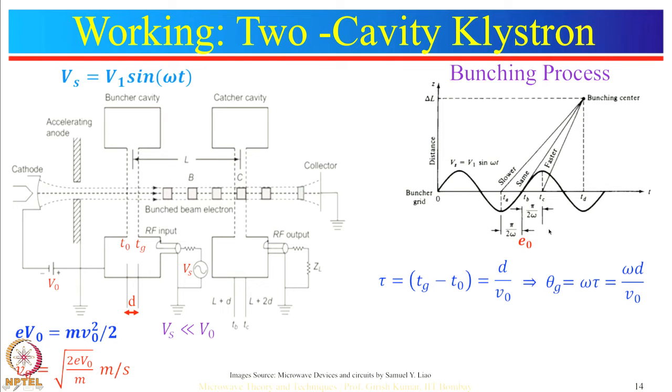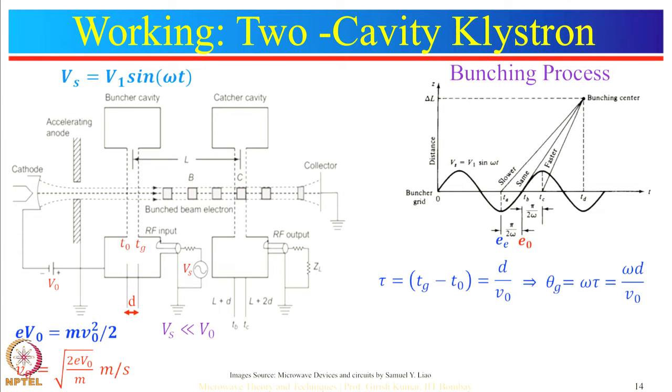Let us say we have another electron, an early electron, that reaches the cavity at this point of time when the input signal is negative maxima. So, for this electron, the velocity will be reduced to the minimum and it will move with a velocity less than the reference velocity, or it will take more time than the reference electron.